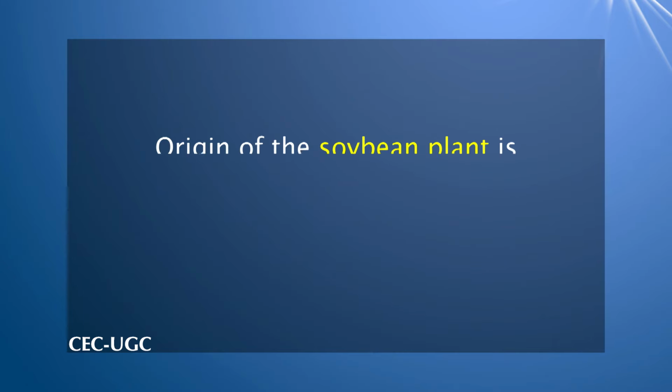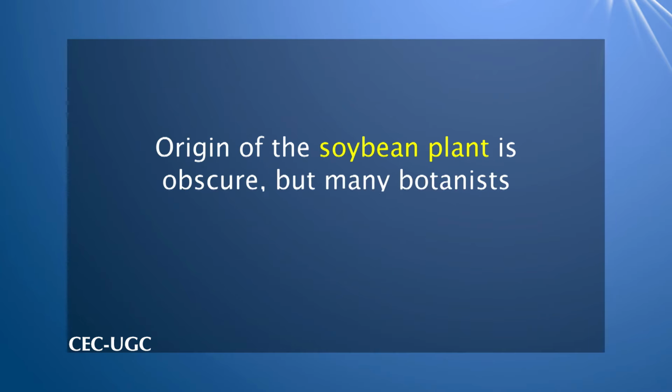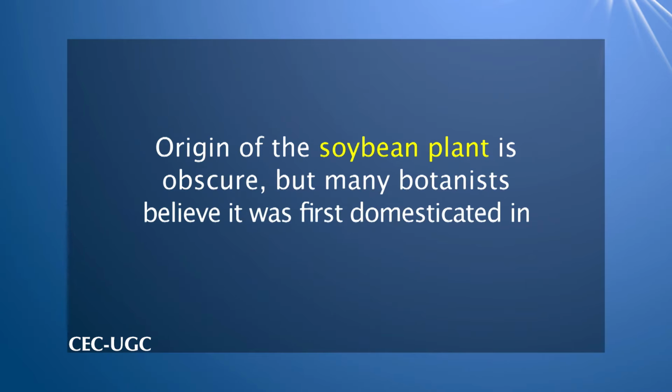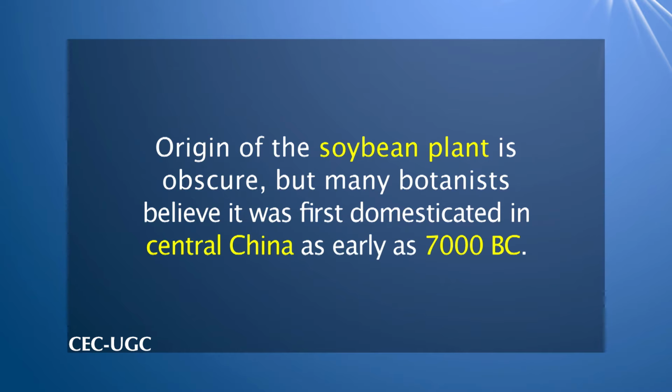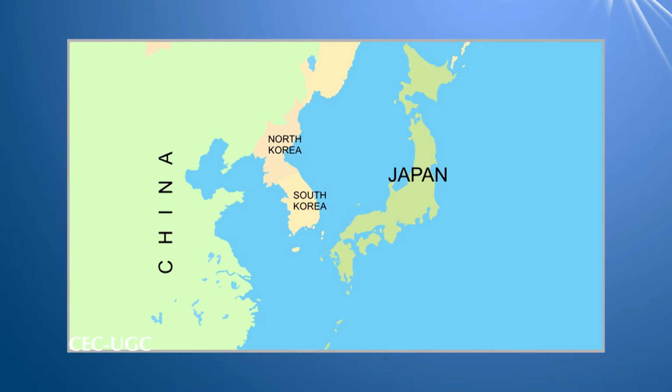The origin of the soybean plant is obscure, but many botanists believe it was first domesticated in central China as early as 7000 BC. An ancient crop, the soybean has been used in China, Japan, and Korea for thousands of years as a food and a component of medicines.